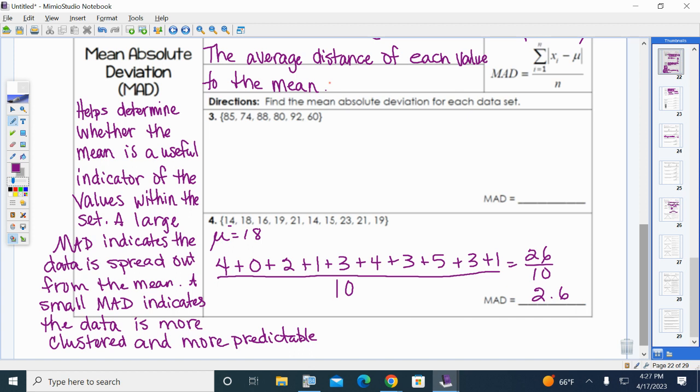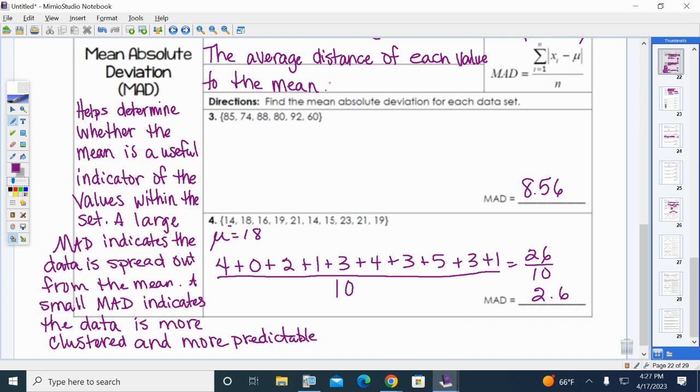So I'm going to give you a for instance. On number 3, I know that the MAD is 8.56. When you compare a MAD of 8.56 to 2.6, what that means is that the data in question 3 is more spread out. Your MAD is being affected by what could potentially be what we call an outlier. The 60 is a lot different than those other numbers. So that's why the MAD is a little higher.